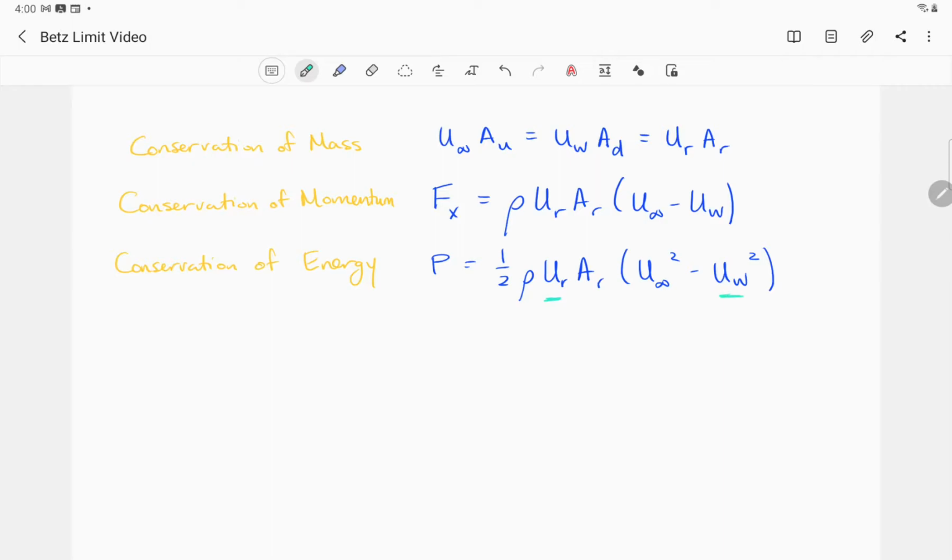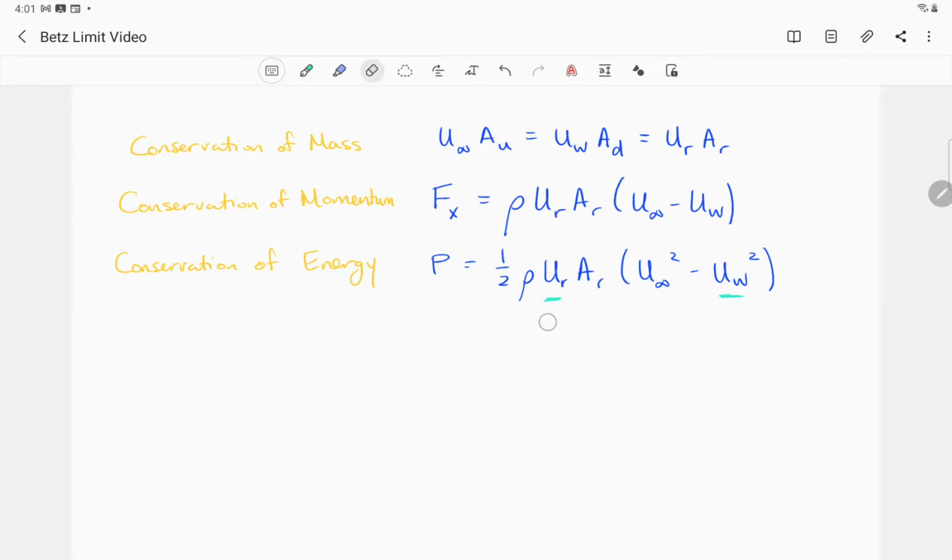Now for our goal, we actually only need to get this down to one unknown, because of course the turbine can vary in operation, so there has to be one degree of freedom, one variable that is free to change, and then we need to determine what value of that variable gives the maximum power. So what we're going to try to do here is express this power in terms of one or the other of UR or UW.